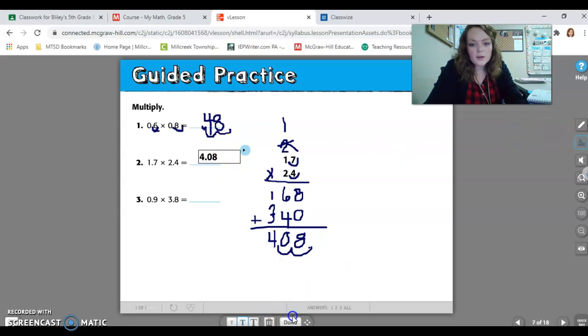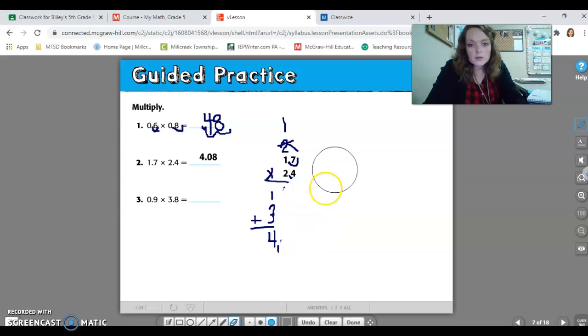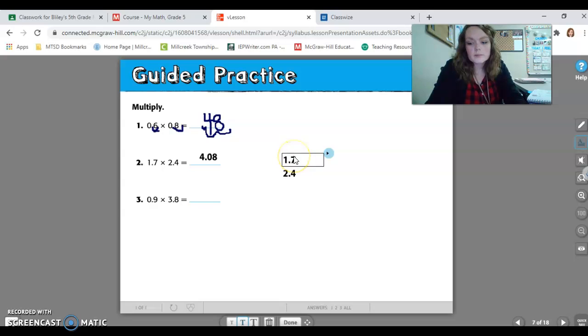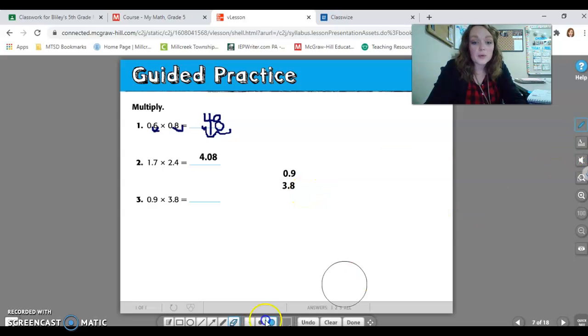Okay, let's look at the next one. Mrs. Wiley's going to erase really quickly so you don't get confused. Okay, number 3, I have 9/10 times 3 and 8/10. I'm going to line up my last numbers together.